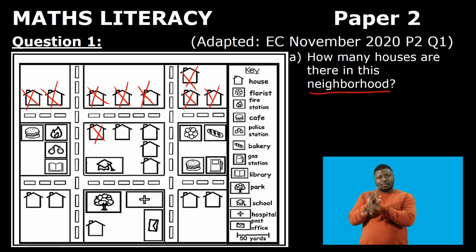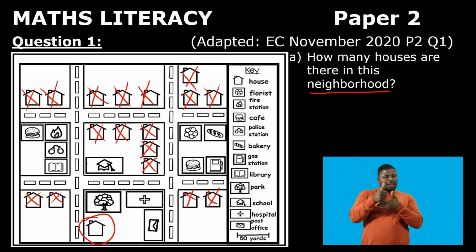Just another tip, cross them out as you count so that you don't count one twice or miss one, like we could have done there because it's all alone and in the bottom. So this is just something where you need to go and count.